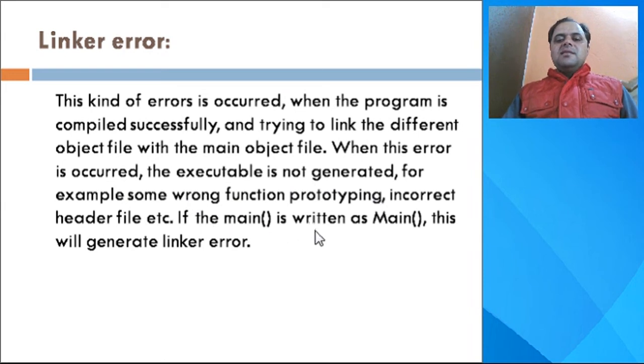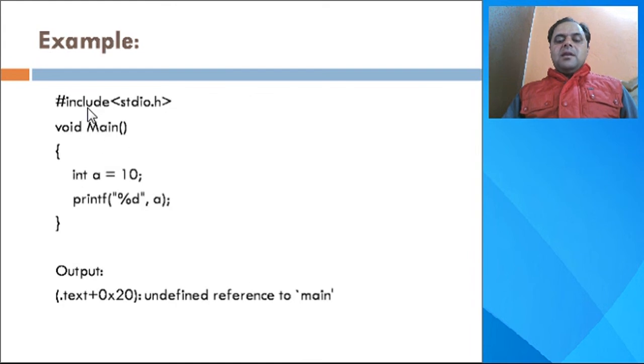So if main has to be written like this, but we have written main like this, this will generate a linker error. Include standard input output. I already discussed void main or main. You can say int a. I have initialized a with value 10. Printf a. So here is the problem. This will generate a linker error. This program will not link: undefined reference to main. So this is linker error.